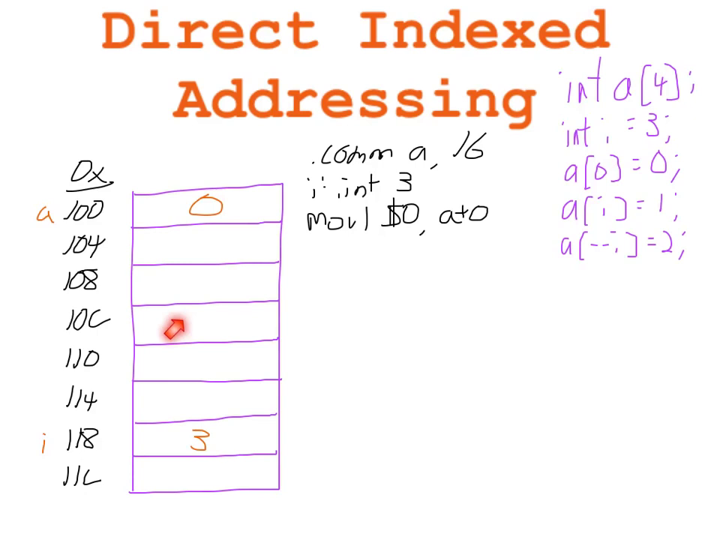Now, in general, the way we do direct indexed addressing is as follows. We provide a variable, so just the name of our variable, A in this case, followed by an open parenthesis and a comma. I'll explain why it looks like that in a second. After that, we provide the index, that would be I, and after that, we provide the size of each element, followed by a closed parenthesis.